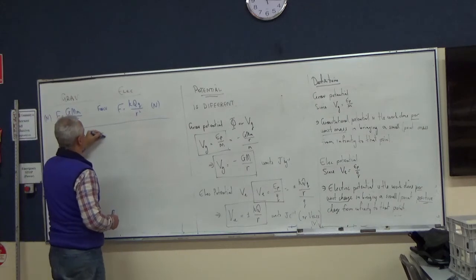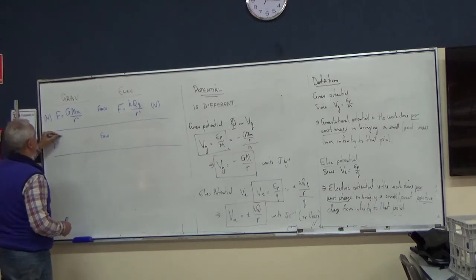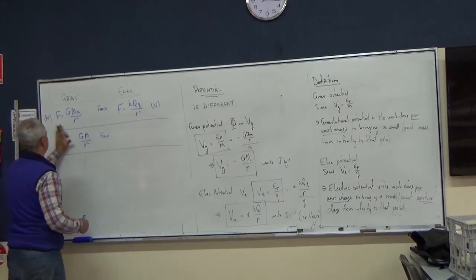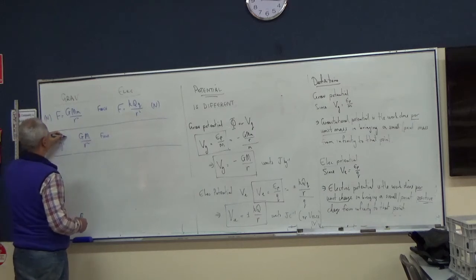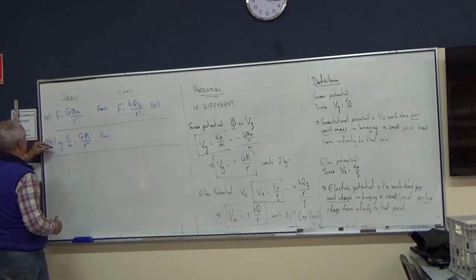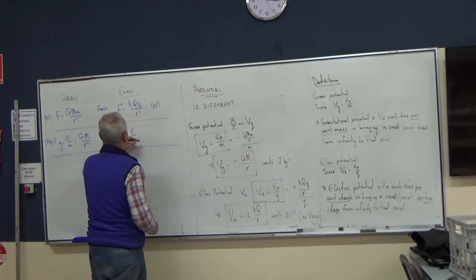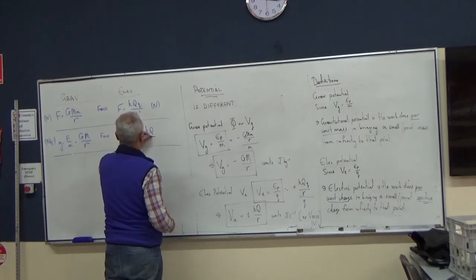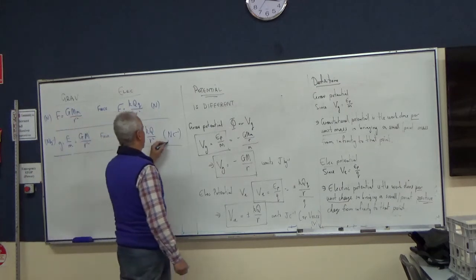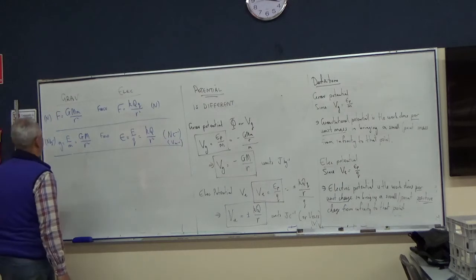The field. G equals F over M equals GM on R squared. Let's bring that in a little bit so I've got room for the units. G equals F on M equals that. The units will be newton per kilogram. And for electric field, E is F over Q. So we've got KQ on R squared, that's measured in newtons per coulomb. I'll put in here also volts per metre. That comes into it later on.